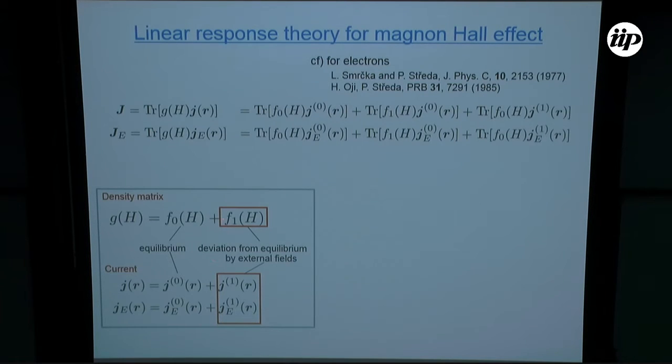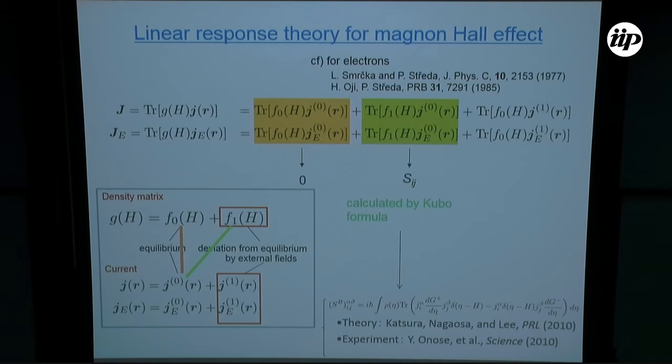In this case, there are several terms coming about. First, the equilibrium value of the current is, of course, zero. If we consider only the deviation of the density matrix from equilibrium, then we obtain the Kubo formula in terms of the current correlation function. It is well known, and it is in fact the formula obtained in previous works, like Katsura or Onose. But in fact, there is another term which appears here, which is the deviation of the current operator from equilibrium times the equilibrium density matrix. This gives rise to some correction term which I mentioned earlier.